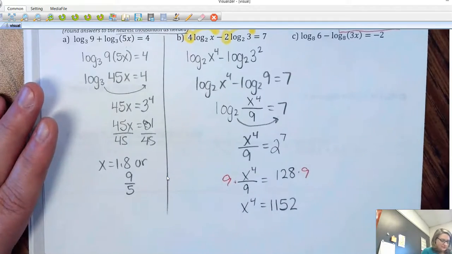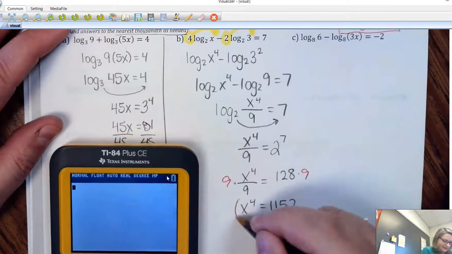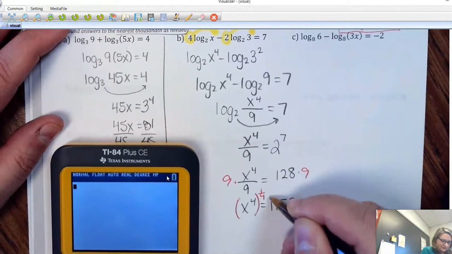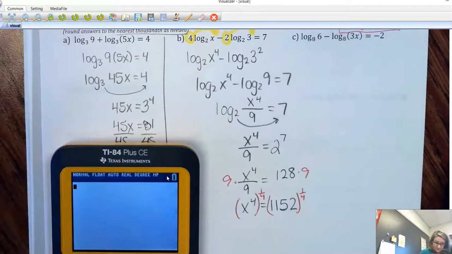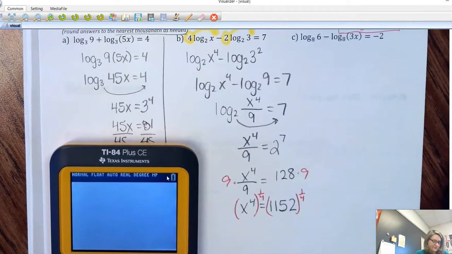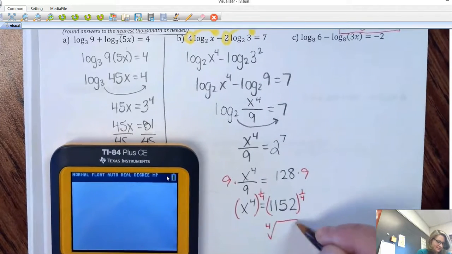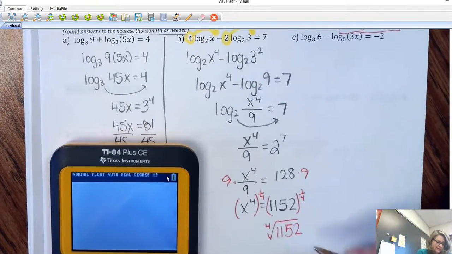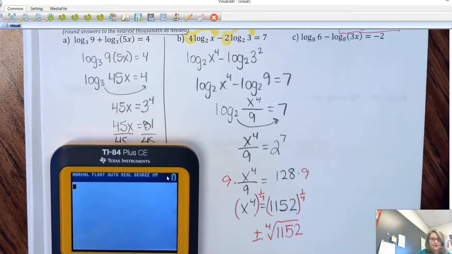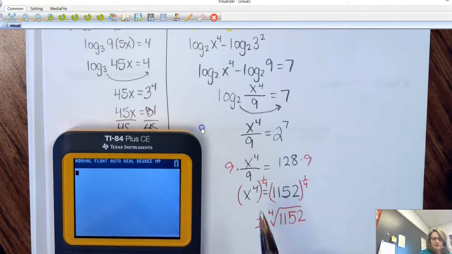Honestly, if it's me, to push fewer buttons on the calculator, I'm going to take both sides here to the 1/4 power. Normally I would tell you this is the 4th root, and normally I should have a plus and minus here, but in this situation, if you look, actually let me pull that back down.